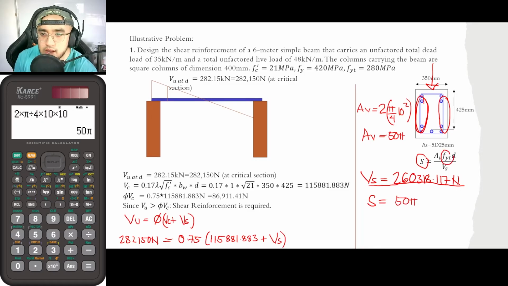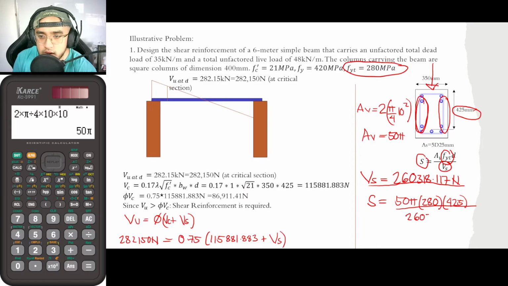So from that, S is now equal to 50 pi, which is AV, times FYT. Again, this is the yield strength of the transverse steel, and that is 280 megapascal, times D, and our effective depth is 425, divided by the value of VS. VS is equal to 260,318.117 newtons. Take note that our answer here must be in newtons in order to have consistency in units.